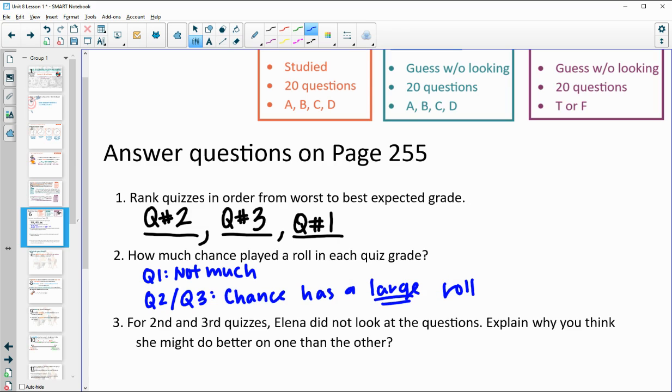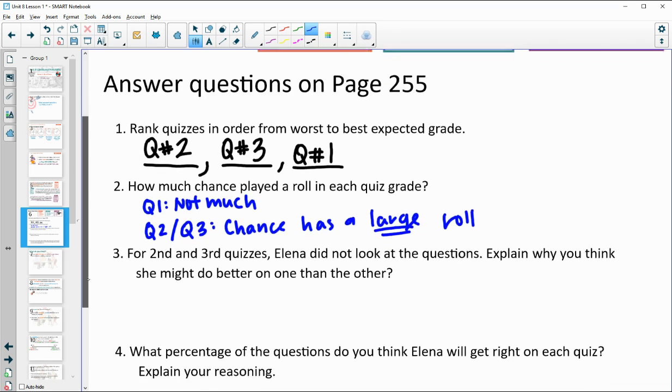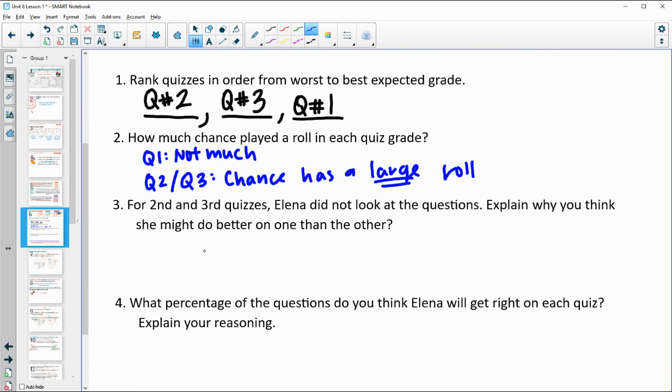Since she's just guessing, circling at random. Okay, so chance is playing a pretty big role in those two. For the second and third quizzes, Elena did not look at the questions. Explain why you think she might do better on one than the other. So why do we think she would do better on quiz 3 than quiz 2?